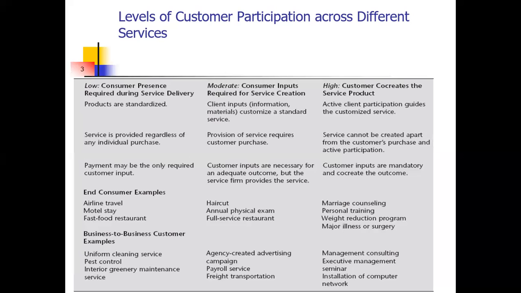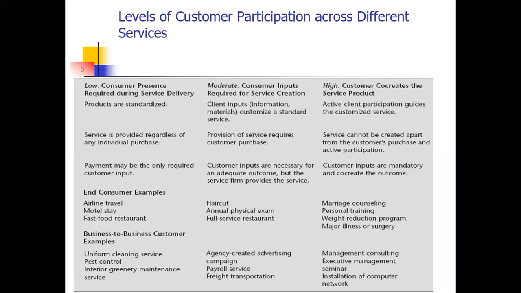Now, if you talk about the business to business services, that is the uniform cleaning service, pest control, interior greenery maintenance services, etc. So they have a standard service. So nothing can be done on it. Fine. No more customization is required because everything is standardized.